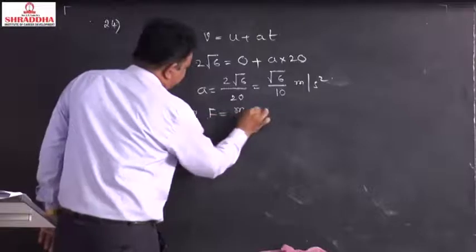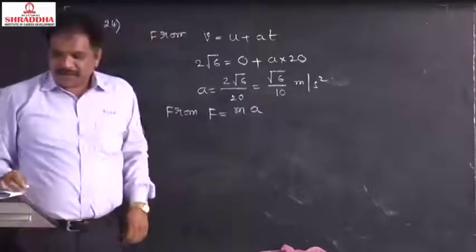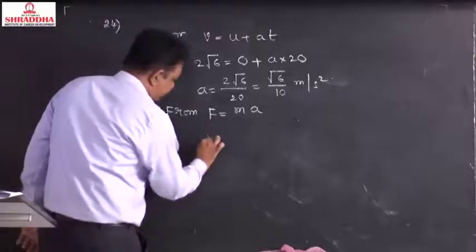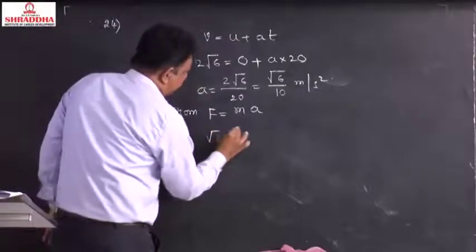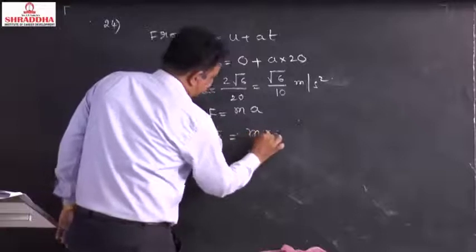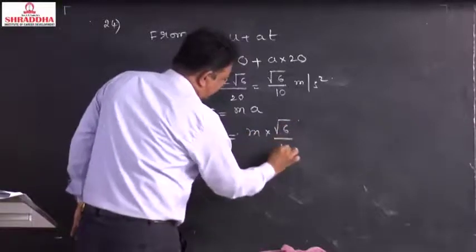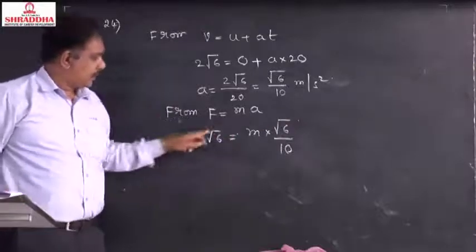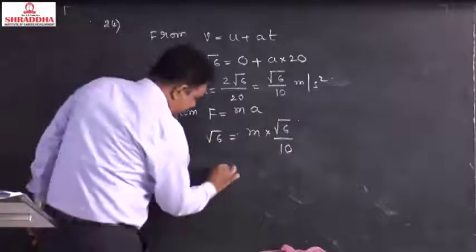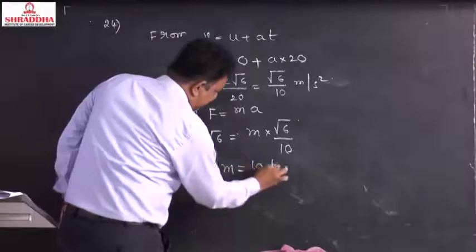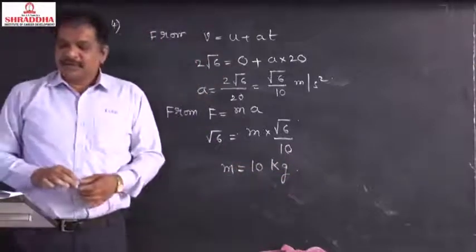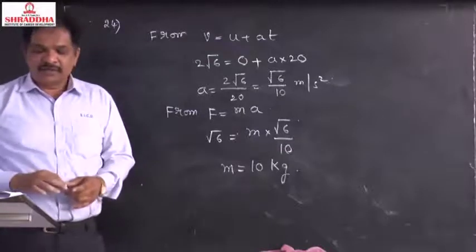Next, from F is equal to ma. F value, how much we got? Root 6 Newton. M value we don't know. A value will be root 6 by 10. Root 6 will cancel. Then M is equal to 10 kg. That is the mass of the body.